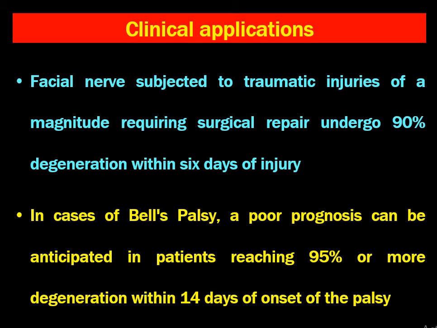Clinical applications of electrodiagnostics: a facial nerve subjected to traumatic injury of a magnitude requiring surgical repair undergoes 90% degeneration within 6 days of injury. Therefore, when there is 90% degeneration by 6 days of injury, the patient has to undergo surgery. In case of Bell's palsy, a poor prognosis can be anticipated in patients reaching 95% or more degeneration within 14 days of onset of paralysis. So, early paralysis having around 95% or more degeneration by 2 weeks carries a poor prognosis.